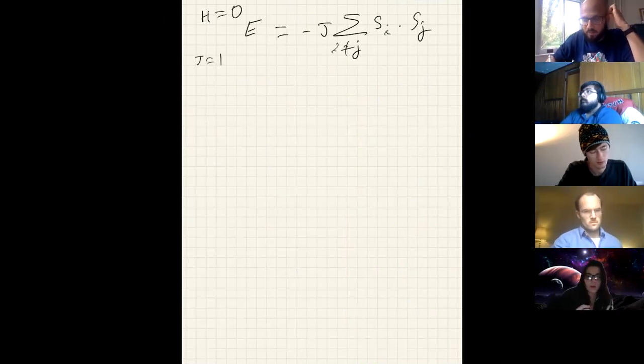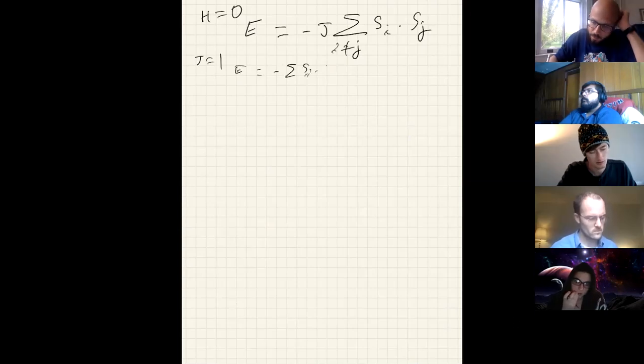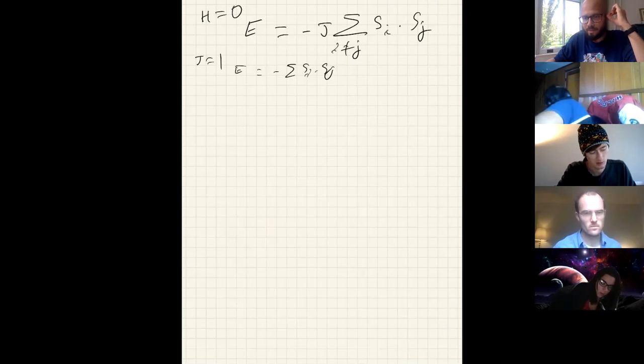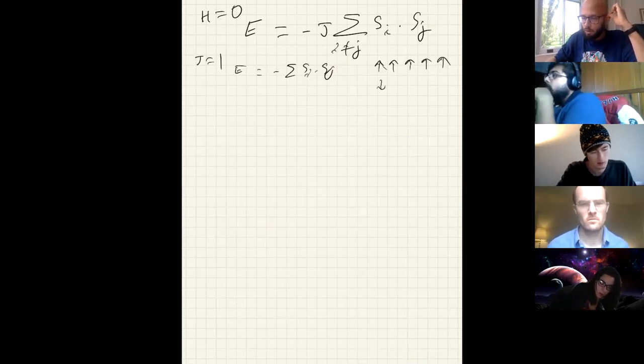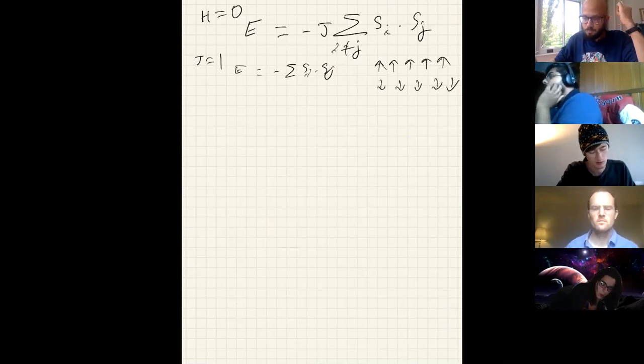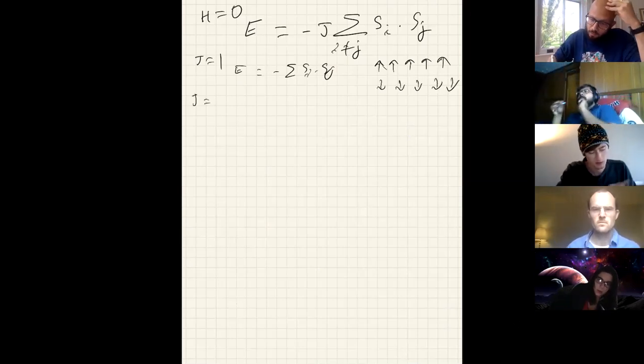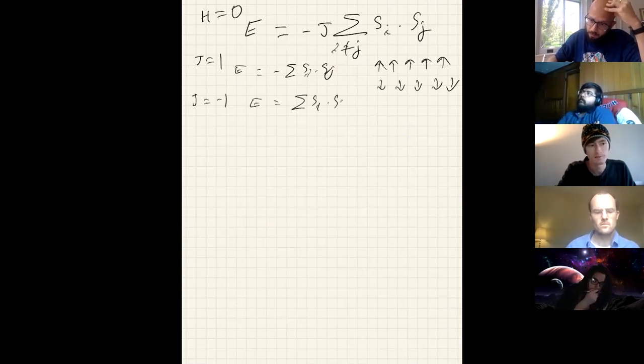If J is equal to 1, for example, then E is equal to minus the sum of Si dot Sj. And the way to minimize the energy would be that all spins have the same sign. Either all of them point up or all of them point down, right? And if J was equal to minus 1, then the energy would be the sum of Si dot Sj, and then the minimum energy arrangement would look something like this.